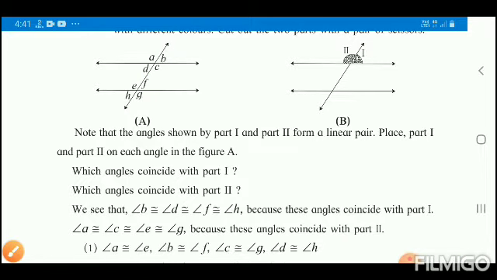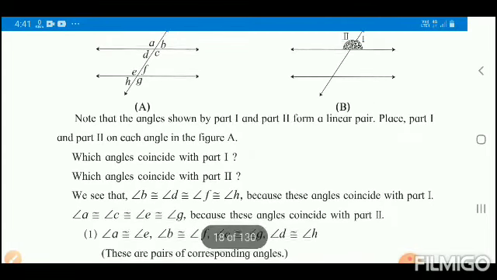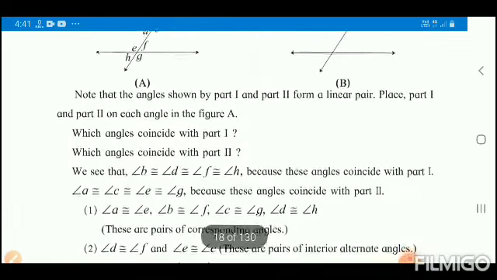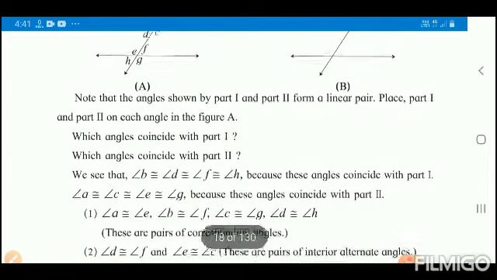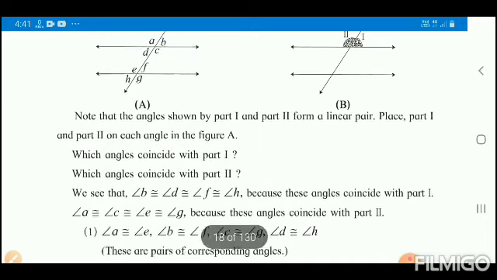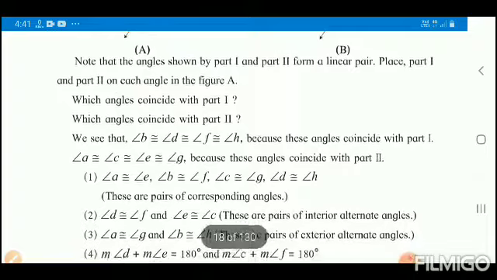Now here they have given that angle B is congruent to angle D, congruent to angle F, congruent to angle H, because these angles coincide with part 1. Now the remaining angles, which angles? Angle A is congruent to angle C, congruent to angle E, congruent to angle G, because these angles coincide with part 2. Therefore, I said angle A and E, then angle B and F, then angle C and G, and angle D and H are the pairs of corresponding angles.